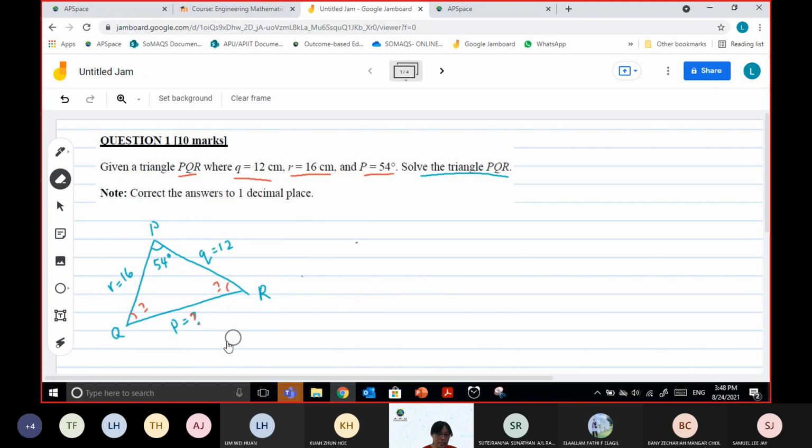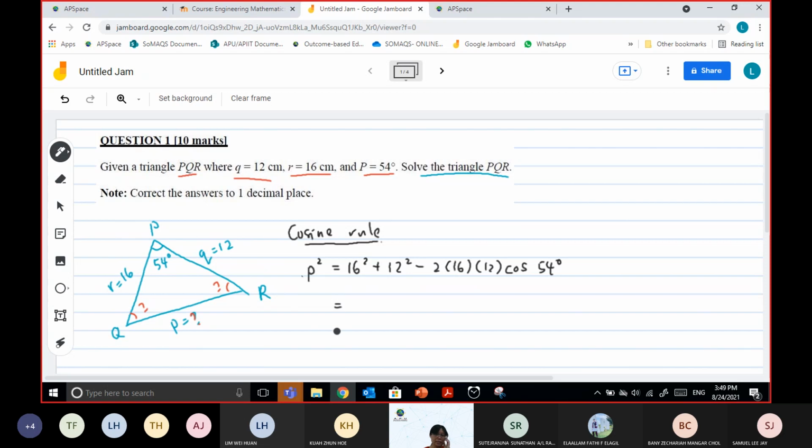Then for this case, we have to figure out using the cosine rule. If we're using the cosine rule, maybe we should find the length of p first, because we have the angle and another two sides. So using the cosine rule, the length p squared equals 16 squared plus 12 squared minus 2 times 16 times 12 times cos 54. Then we try to get p. So what is the p that you get?